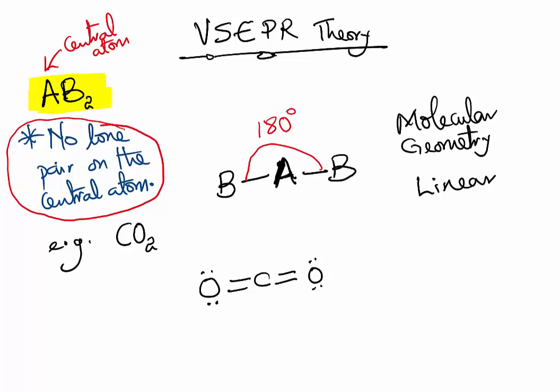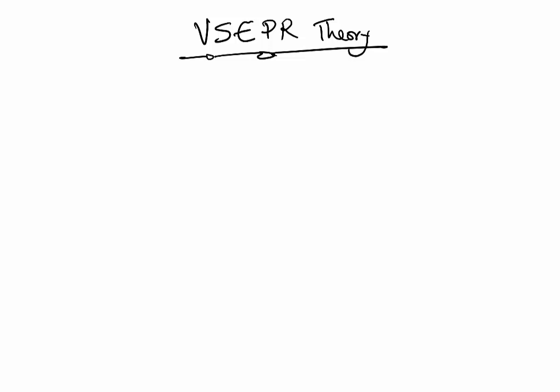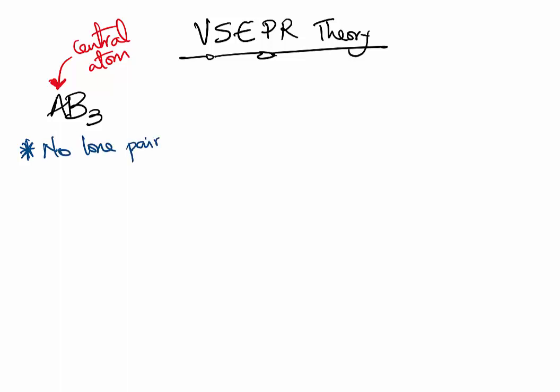Let us now take a look at molecules that have 4 atoms in them. If a molecule has 4 atoms in it, we can simply denote such a molecule as AB3. What does that mean? It means that we are assuming that the A is going to be the central atom and the 3 B atoms will be the outer atoms. But again, this comes with a very important caveat. There would be no lone pair on the central atom.